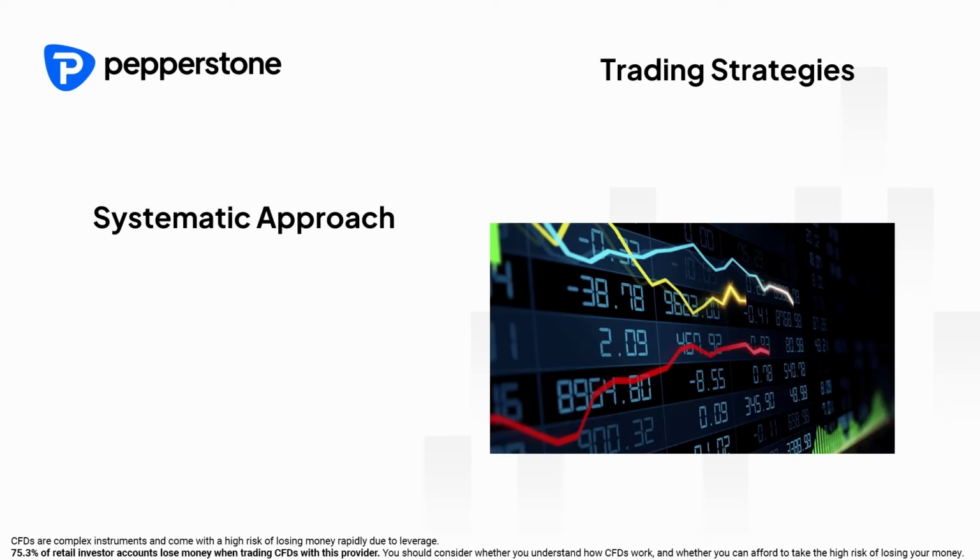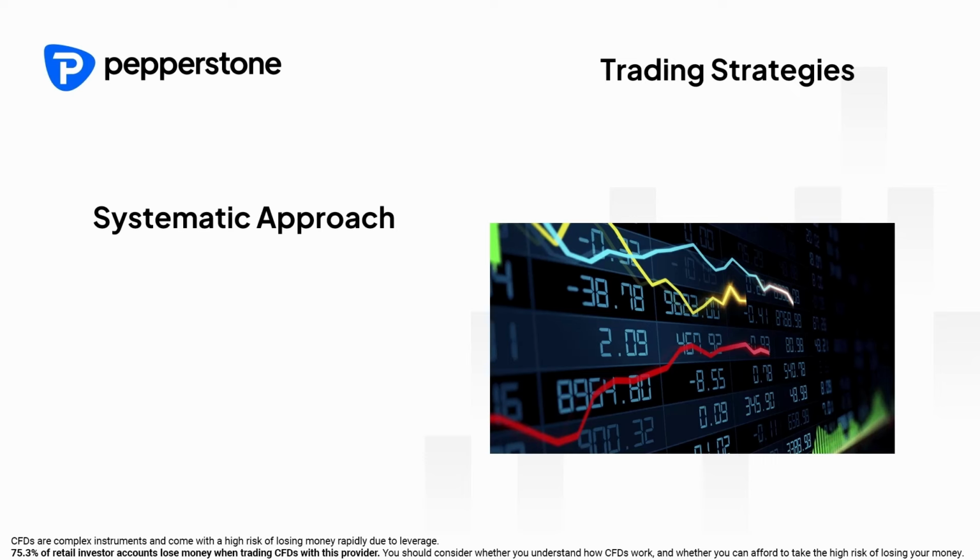Now let's look at the systematic approach. Systematic trading is a method of executing trades based on predetermined rules and algorithms with minimal human intervention. It involves using automated systems, computer programs, and mathematical models to make decisions about buying or selling financial instruments such as stocks, commodities, or currencies. These systems are designed to identify specific market conditions or signals and execute trades accordingly.